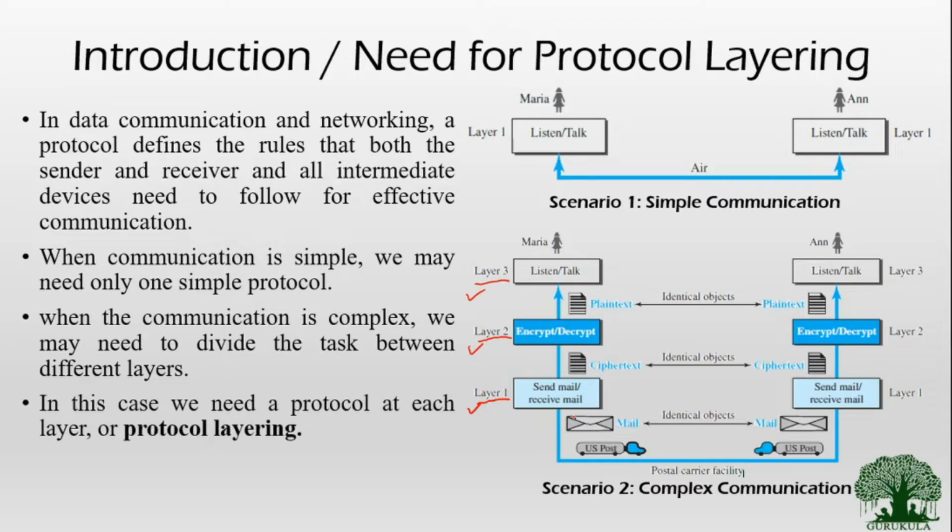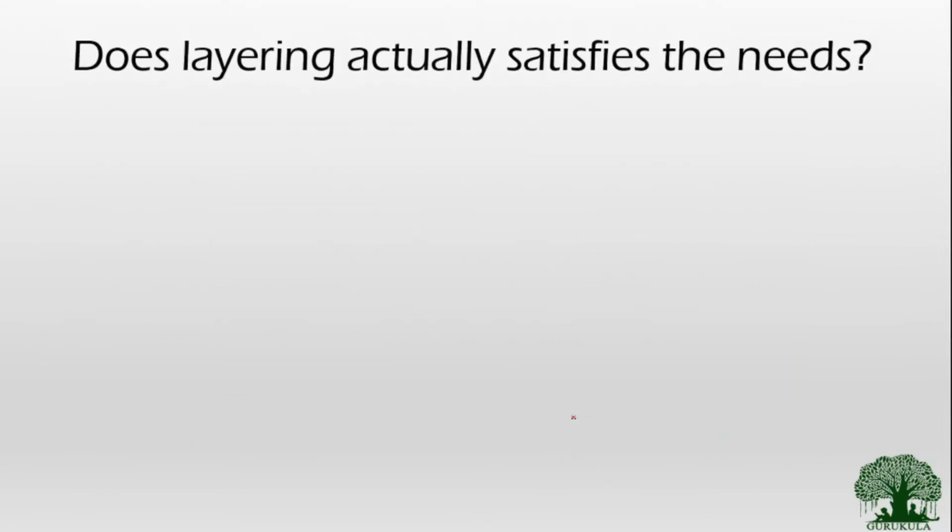Alright, now we clearly understood that we need more protocols for complex communications. But why do they need to be layered? Why can't we have a set of protocols working together in any mode? Why does it have to be a layered architecture? So let us throw some light on it. Does layering actually satisfy the need? If I need more protocols, then why can't I simply have n number of protocols working on n communication perspectives? Why should I actually layer the protocols one after another?